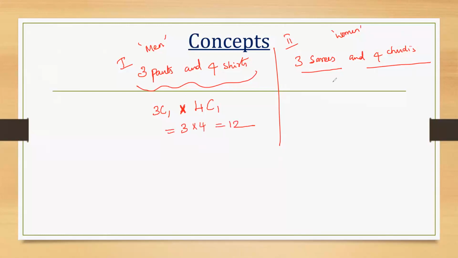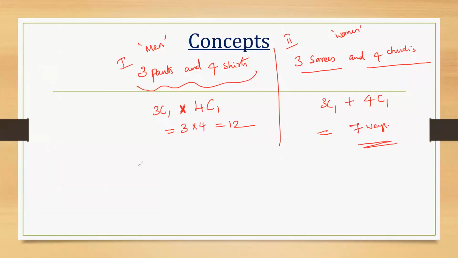But in women, we cannot wear both at the same time. Either you can go for saree or you can go for chudi. So out of 3 sarees, you have to choose any one. Similarly, chudis, we have 4, and you have to choose one. So it is plus. So 7 ways. Is it clear? Yes, Aishwarya.